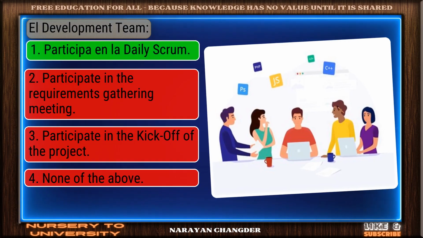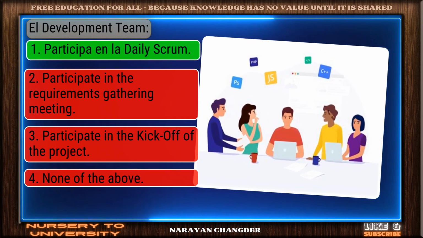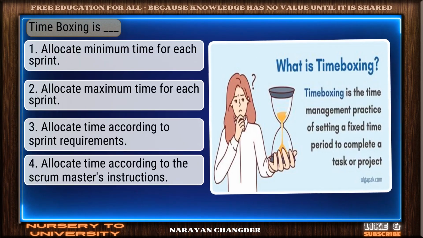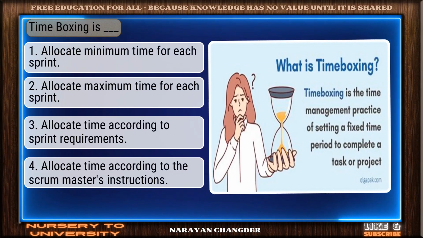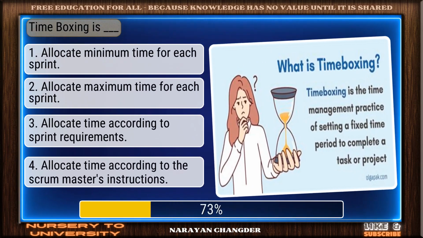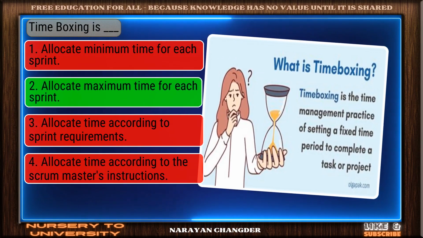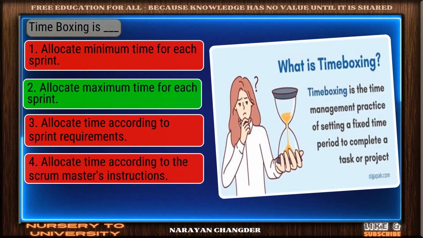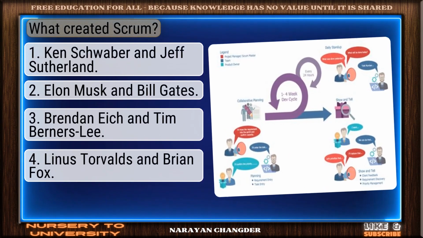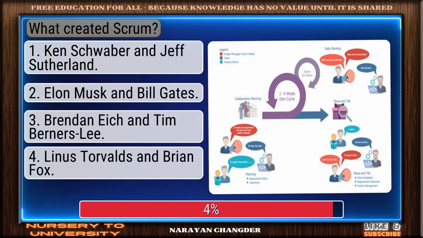Sharp thinking. Participate in the Daily Scrum is the right choice. Question number 70. Time boxing is dash. Strong choice. Allocate maximum time for each sprint is the right answer. Question number 71. What created Scrum?